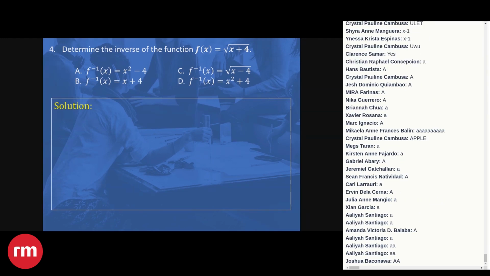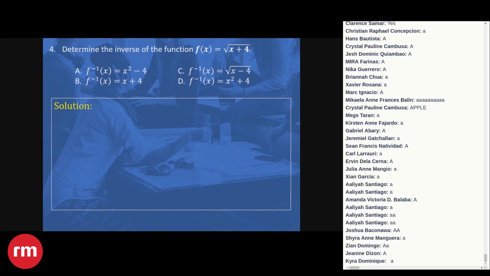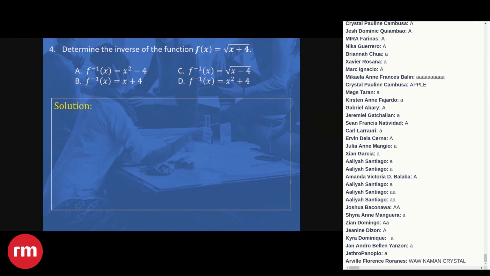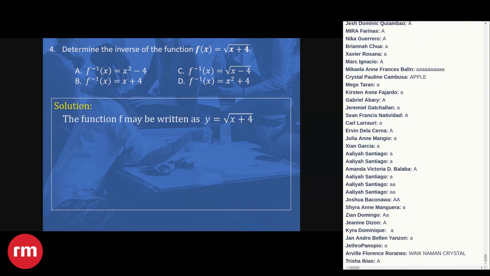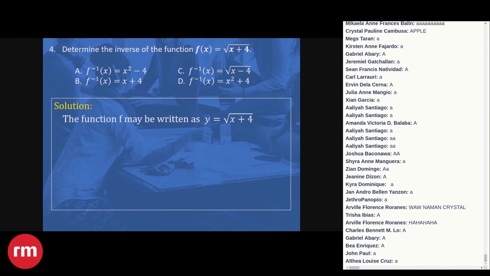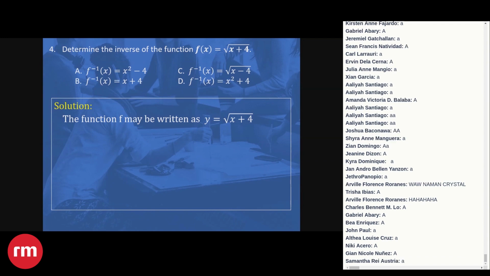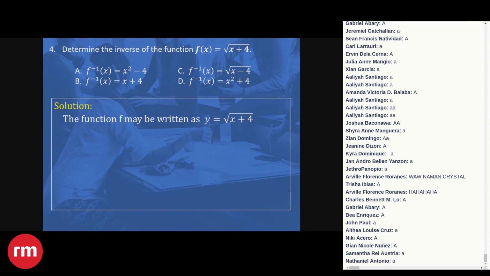So now, let's get the inverse of this function. So the first step is to write f of x as y. So we'll write this f of x here as y variable. So we have y equals square root of x plus 4. So the second step, since inverse ang hinahanap natin, we will interchange the roles of x and y. So we change y to x, so papalitan natin to ng x, and we change x to y. So we will be having x equals square root of y plus 4.